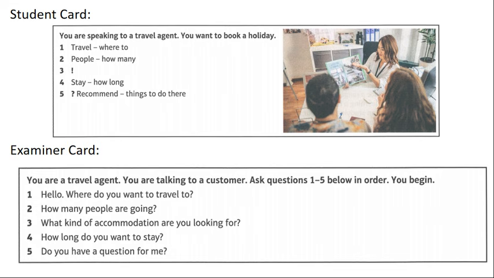And it says kind of accommodation. So, for example, do you want to stay in an apartment, a hotel, bed and breakfast maybe? Or you might be wanting to stay in a caravan. You need to give a kind of accommodation as your answer. Then question 4, how long do you want to stay? Again, we could have guessed that from the student card. And then the 5th one just says, do you have a question for me? And this is where you have to ask your question.